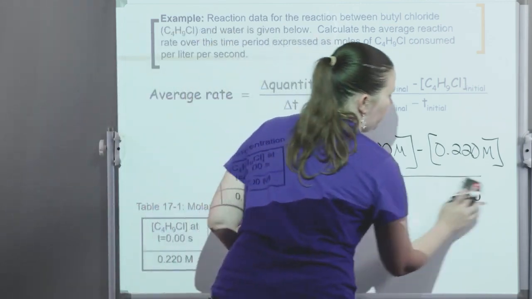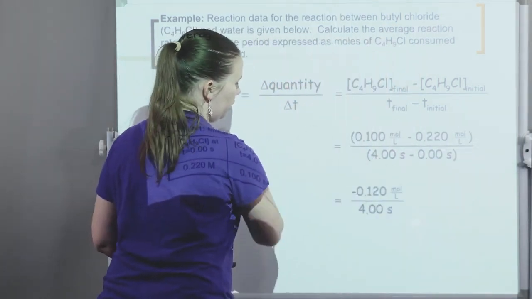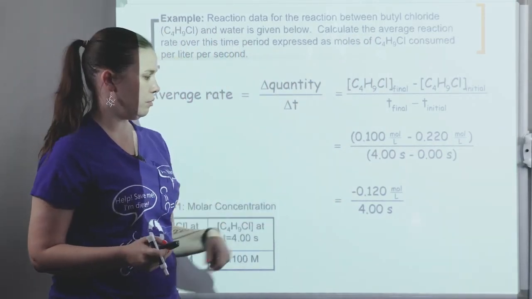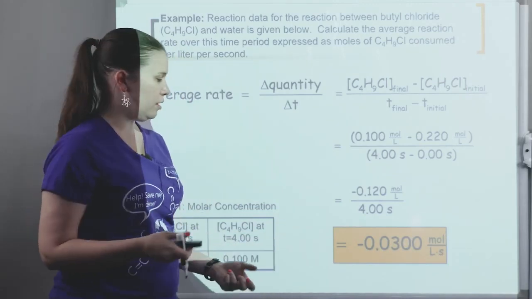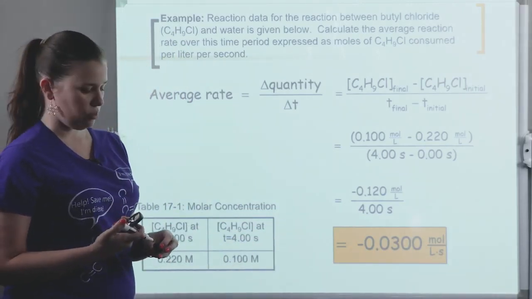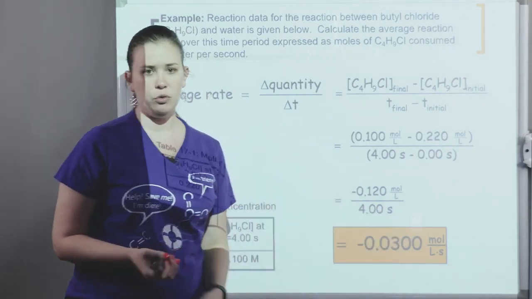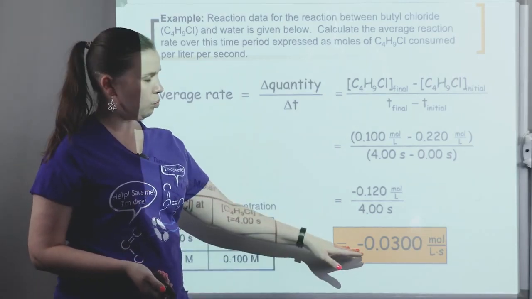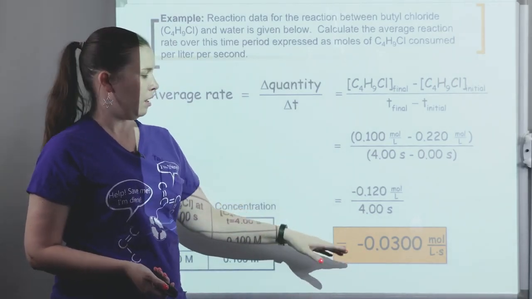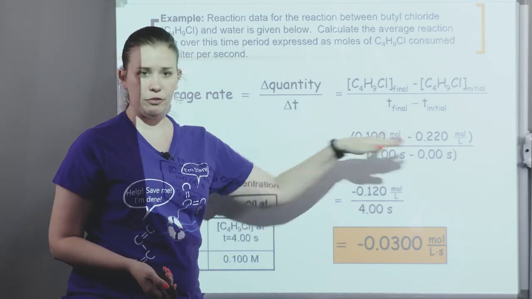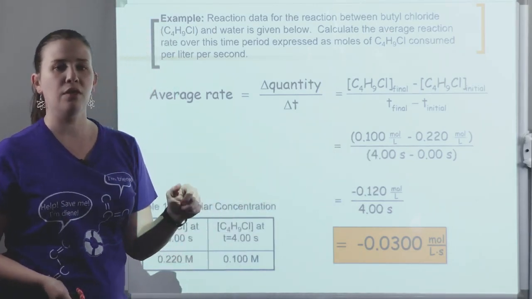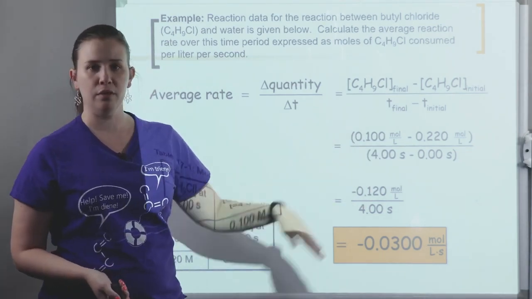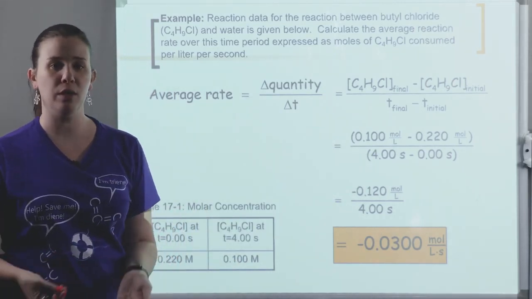So you are going to end up with a negative answer since only one component is negative. And that top subtraction turns out to be a negative 0.120. So your final answer is negative 0.0300 molarity per second or moles per liter per second. So what does that really mean? Well, it depends on where the negative came from. If the negative is in the top part, if it's coming from the quantity part of the formula, then that would indicate a decreasing concentration. If a negative sign were in the bottom part, that would indicate a decreasing time or a slowing down.